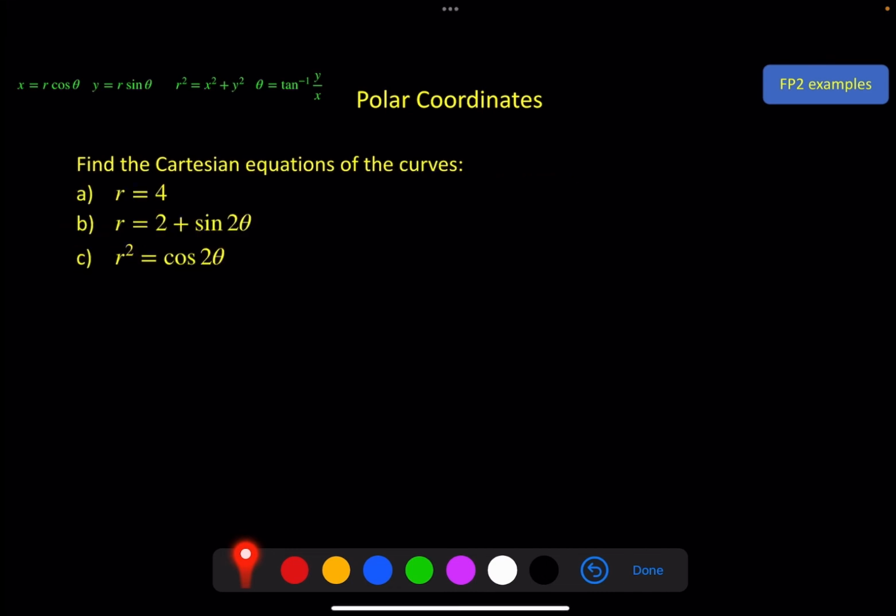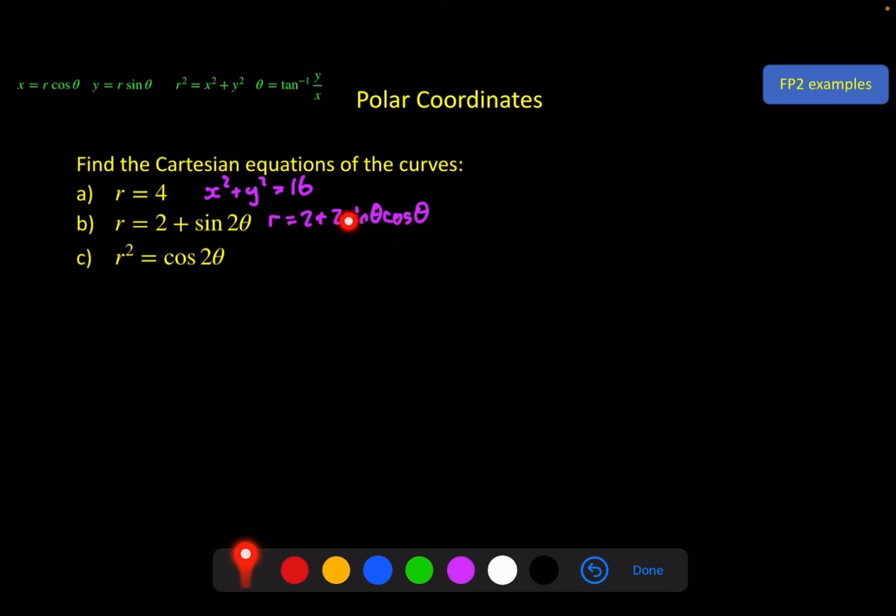So we've got a few examples to finish the video. Find the Cartesian equation of these curves here. First one we know already is going to be a circle, so we've got x squared plus y squared equals 16. The second one we can see we're going to need an identity here. r is equal to 2 plus 2 sine theta cos theta, and as we've just been saying, I need an r sine theta here and an r cos theta here.